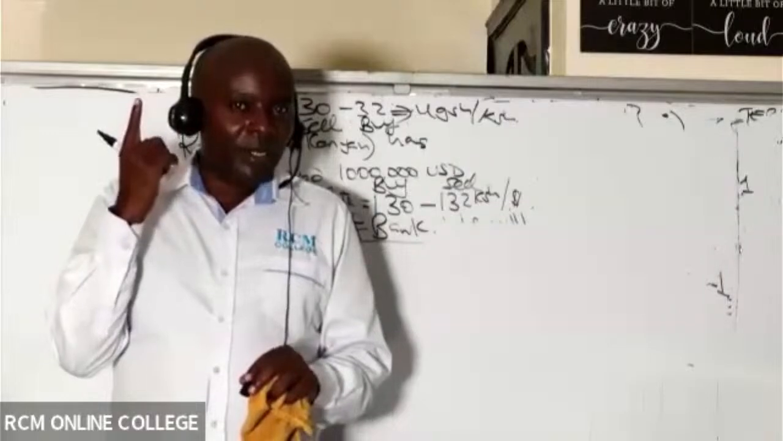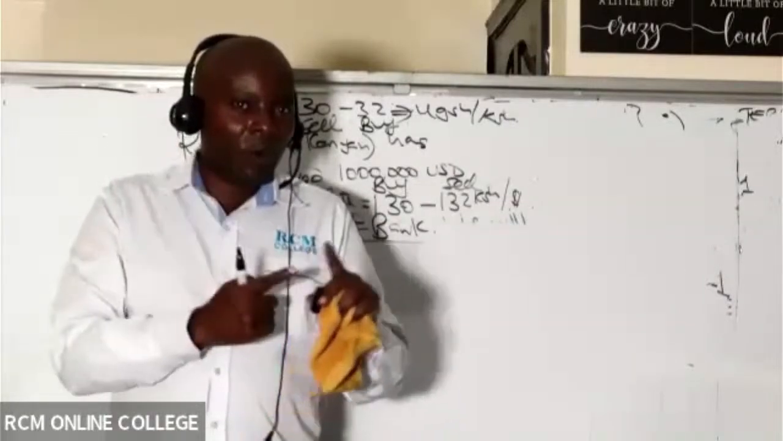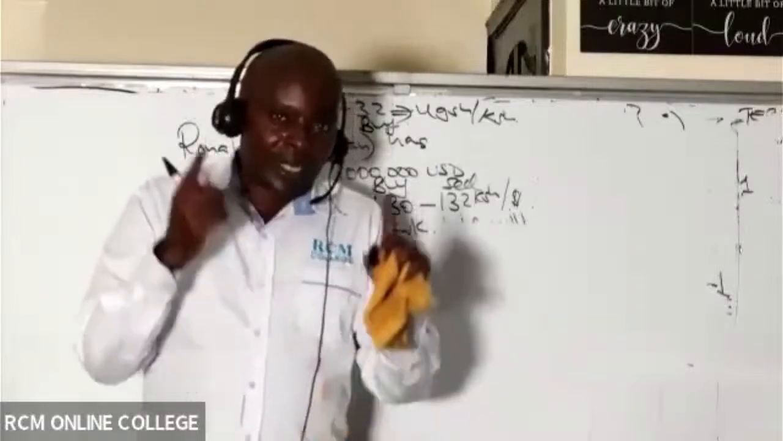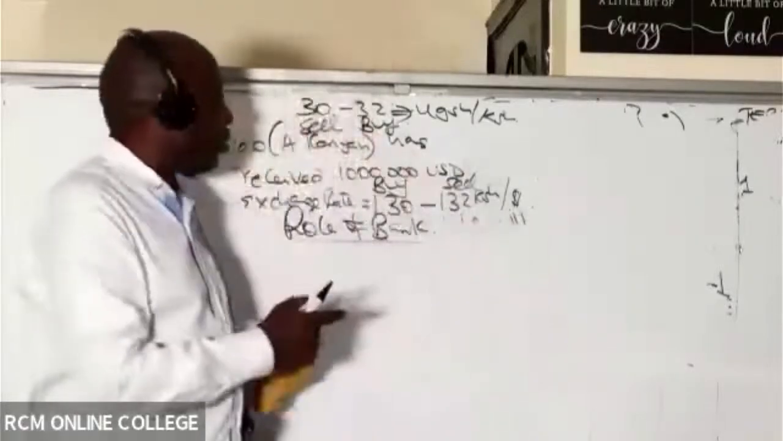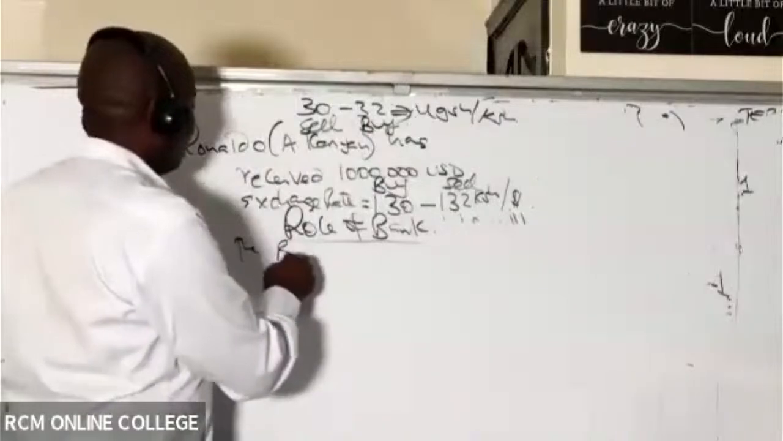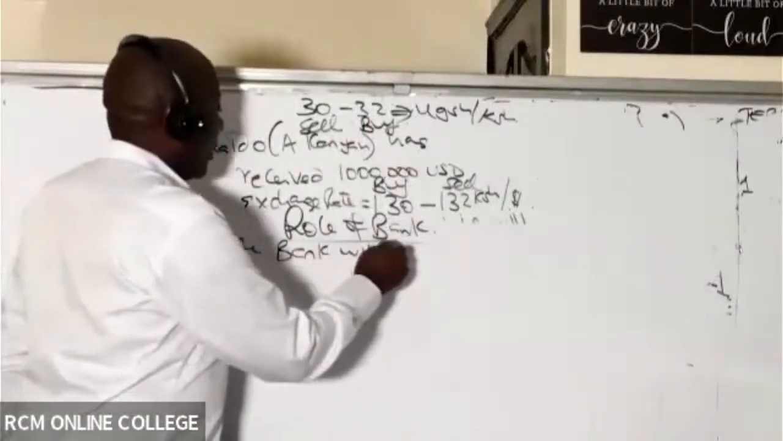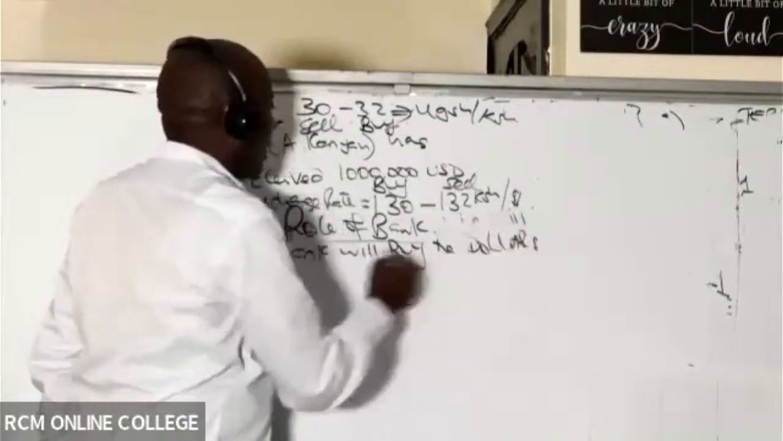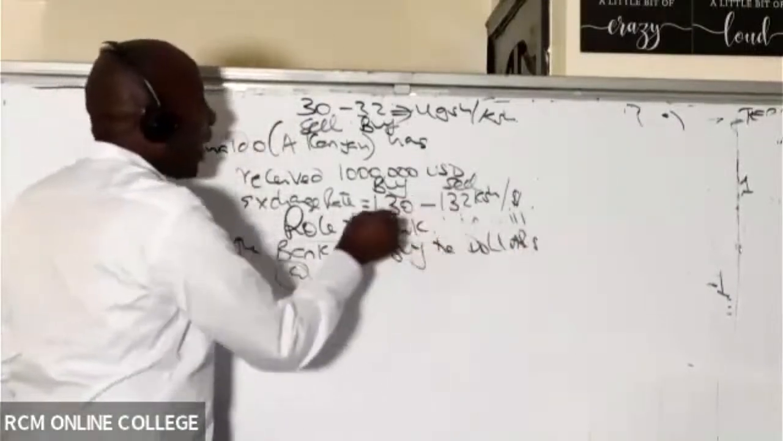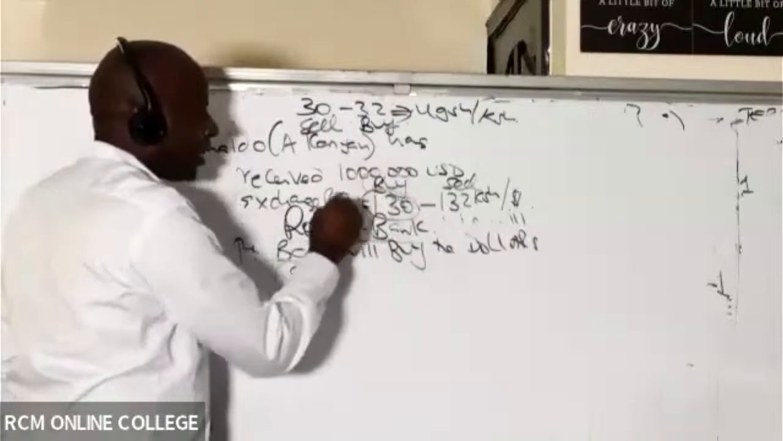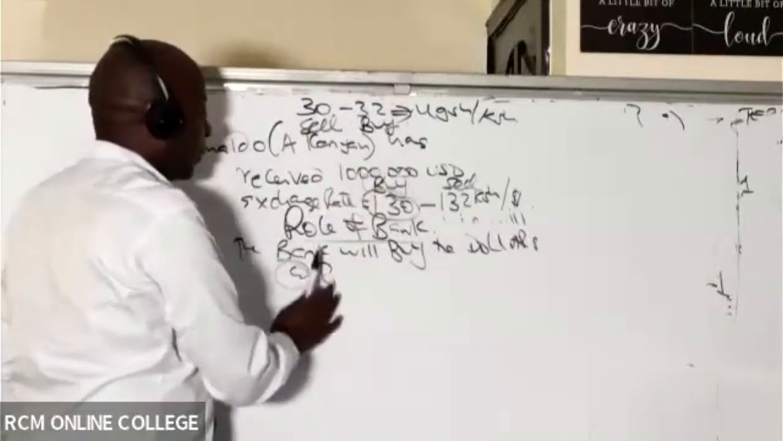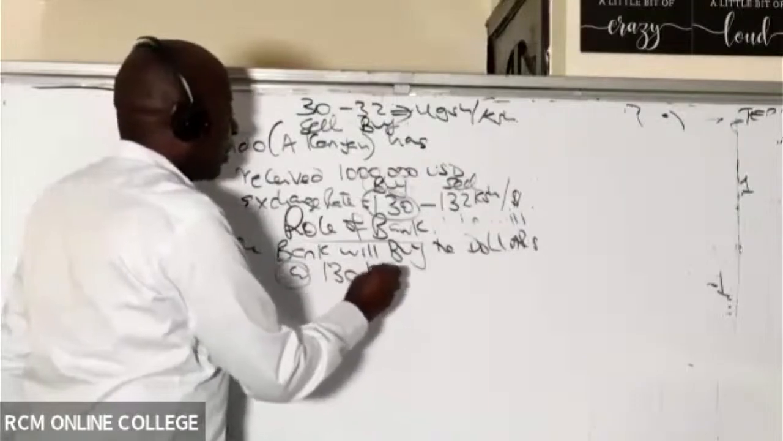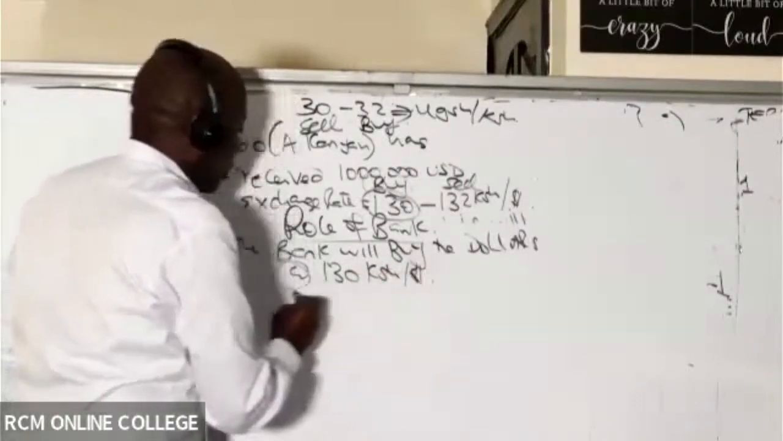I can see Ronald selling to them the dollars. So the bank will buy the dollars. I can see them. You must be able to visualize. So the bank will buy the dollars. The bank will buy the dollars at what rate? At 130, because 130 is the buying. We'll buy the dollars at 130 Kenya shillings per dollar. Then go ahead and exchange.